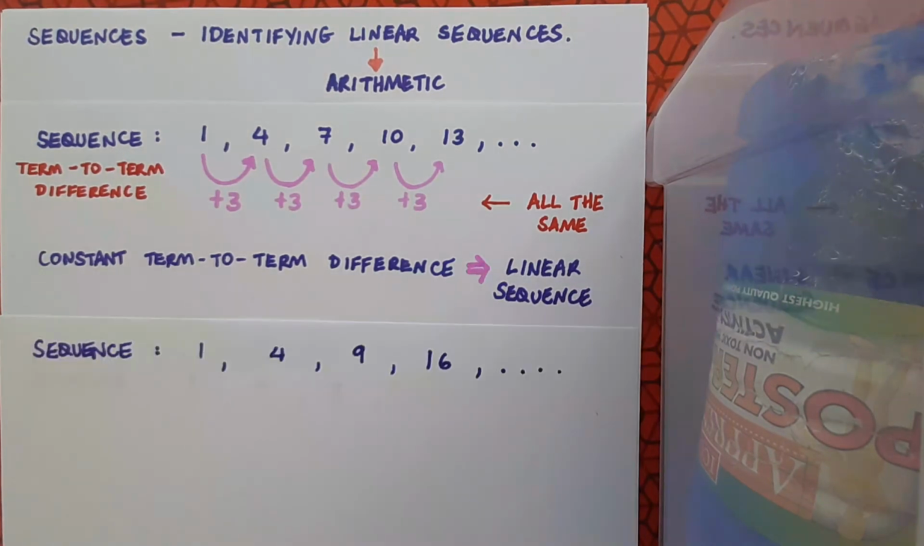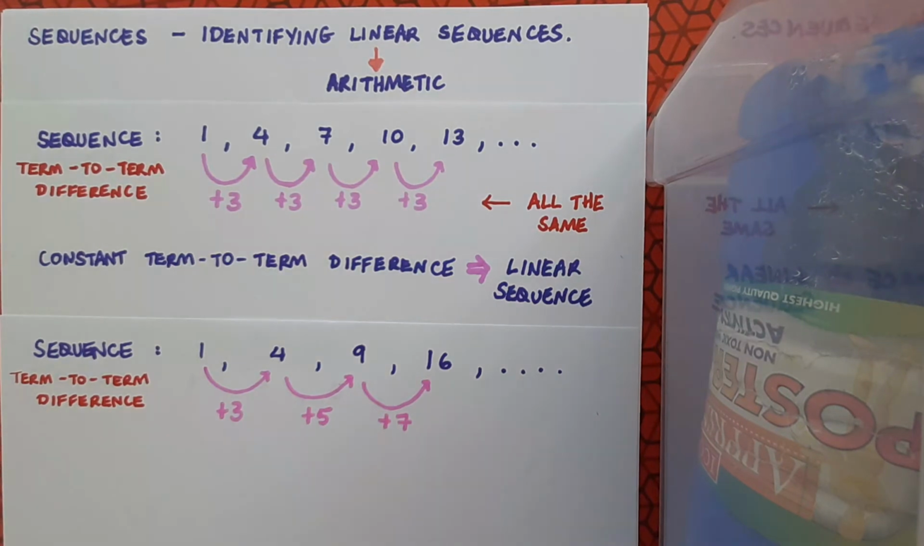Here's a second sequence, 1, 4, 9, 16, and so on. I want to identify if this is a linear sequence. I look for the term-to-term difference. In this case, I have plus 3, plus 5, and plus 7. You can see in this case that these term-to-term differences are not all the same, so I don't have a linear sequence. There is, however, some pattern going on.